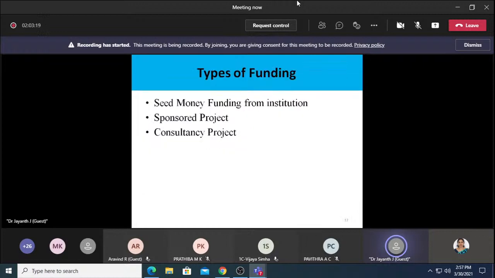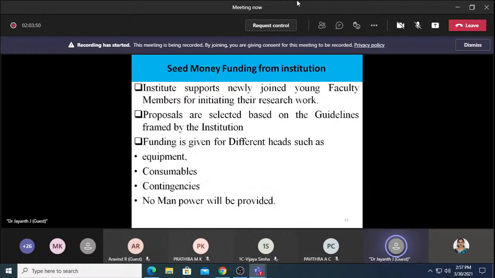Next, coming to funding sectors, you have three different types of funding. One is seed money funding from the institution. It depends on the institution whether they can give funding. Second one is sponsored projects. Sponsored projects, as ma'am told, are where a government or autonomous body tries to fund your project. Third one is consultancy projects. So first, seed money funding from the institution.